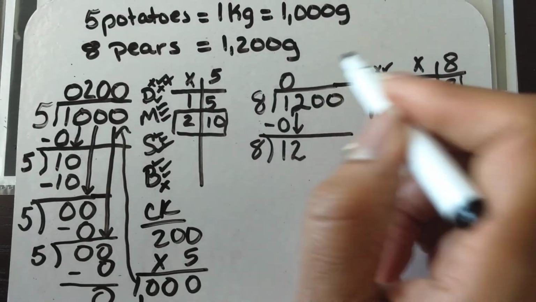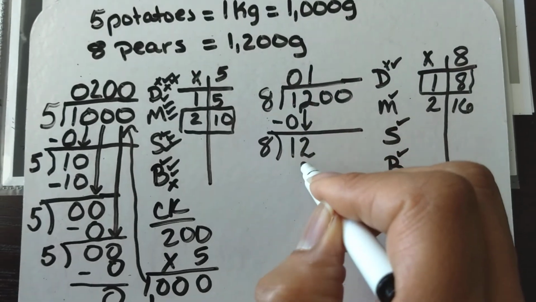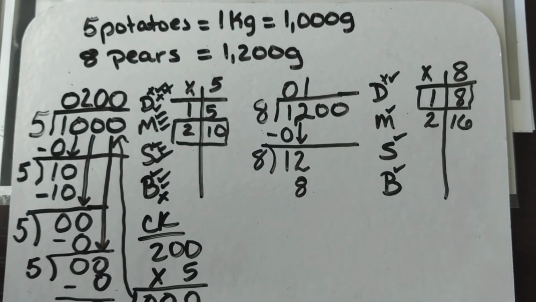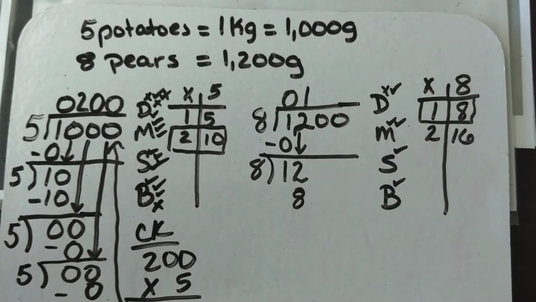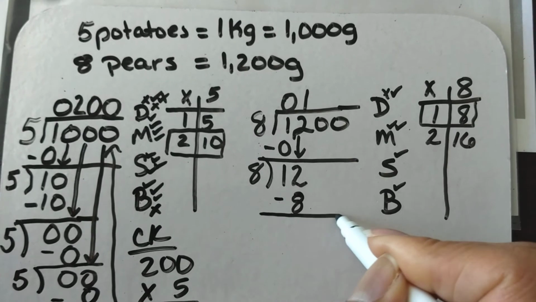So, my 1 goes here. Follow that right underneath here. 8 goes there, right? Now 1 times 8 is 8. Check. My next step is to what? Subtract. Uh-oh. Looks like we got to do some regrouping here.